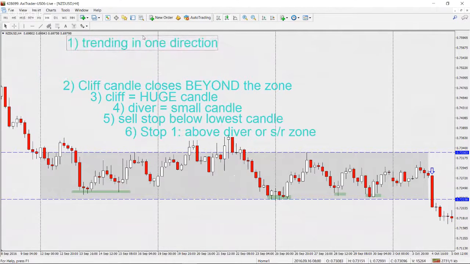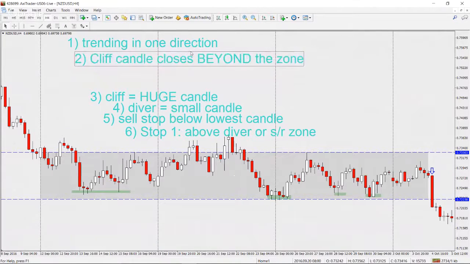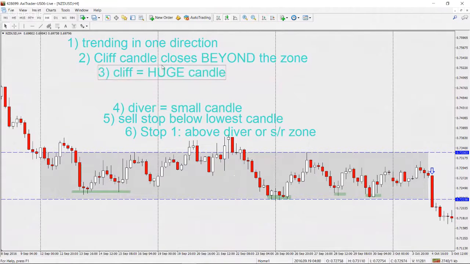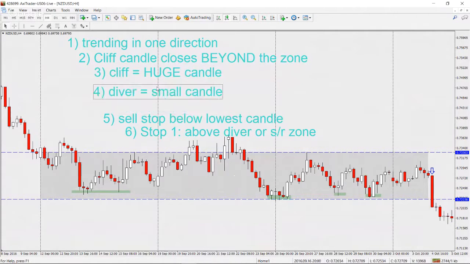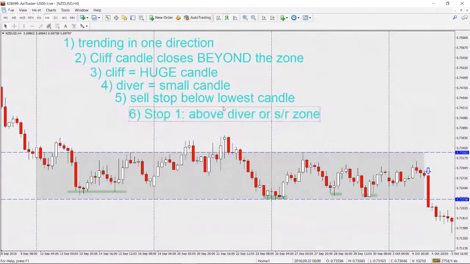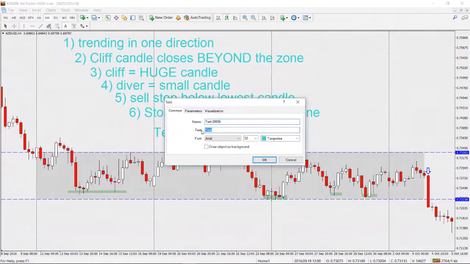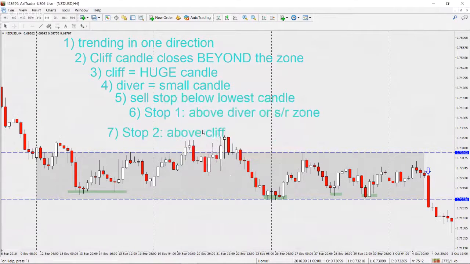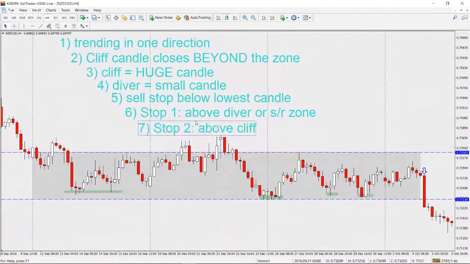here, trending in one direction. Cliff candle is beyond the zone. Cliff is a huge candle. Diver is a small candle. Sell stop is below the lowest candle. And stop 1, which is option 1, is above the diver or the zone. Again, whichever one is higher in the case of a bearish Acapulco, and then stop 2 is above the cliff. Okay? Is that cool? Y'all cool with that?